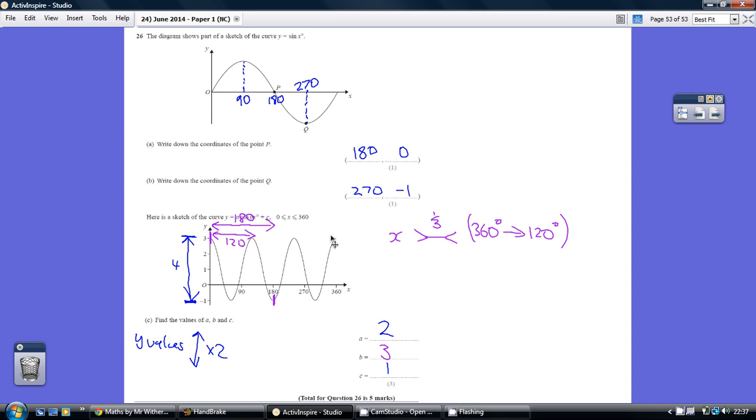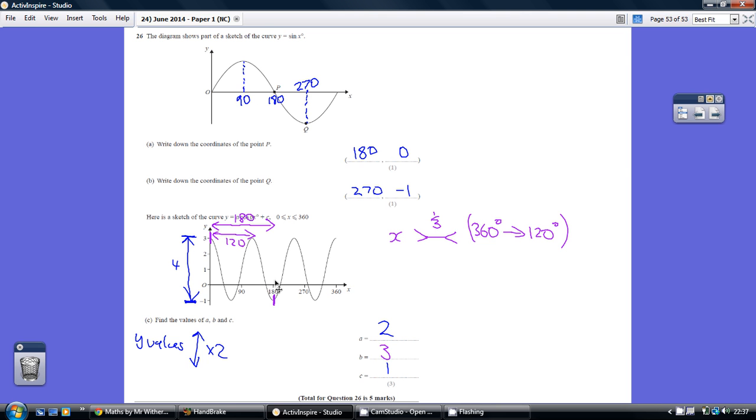Now part B is quite tricky. We're trying to compare this to the normal cosine curve, which isn't the same as this. The cosine curve basically starts at 0, 1, doesn't it? So it just shifts everything along. We're trying to compare the cosine curve to this.